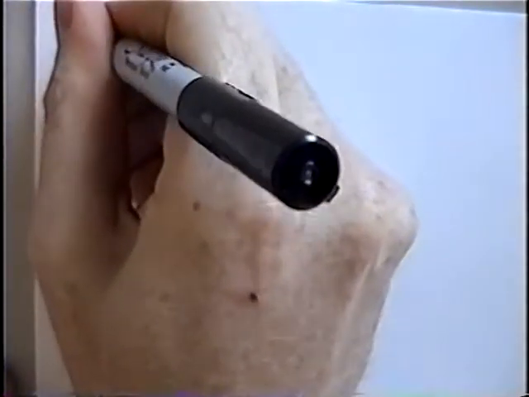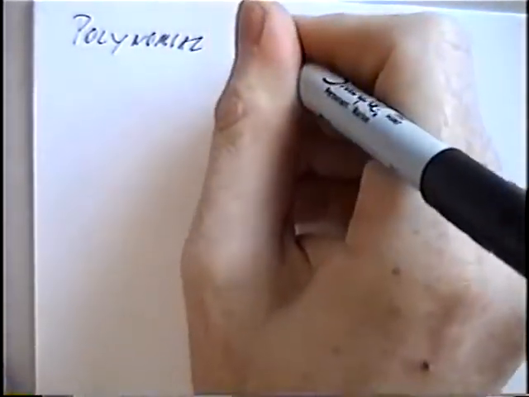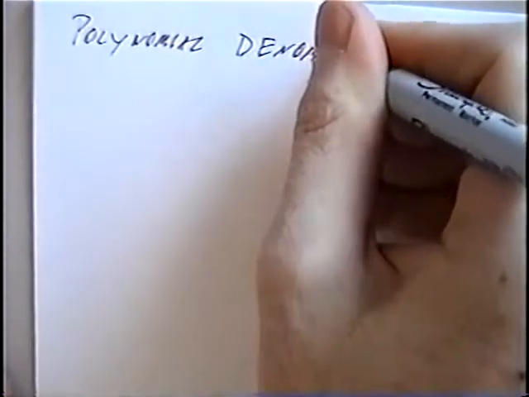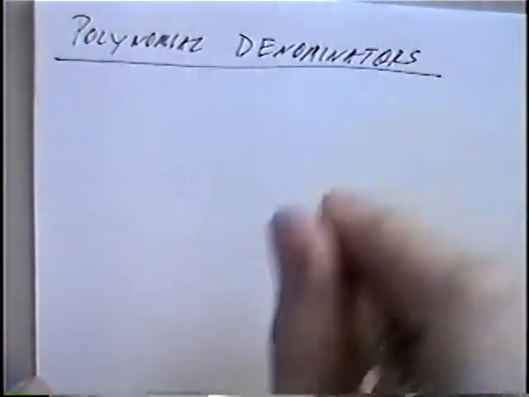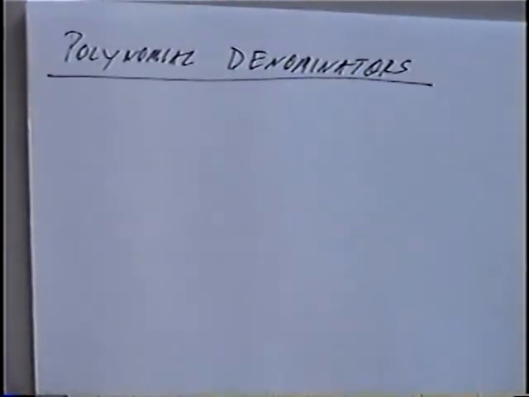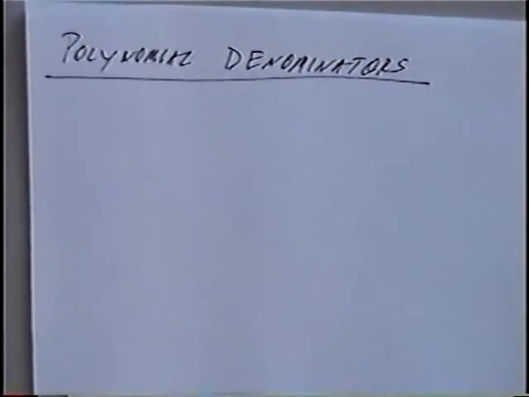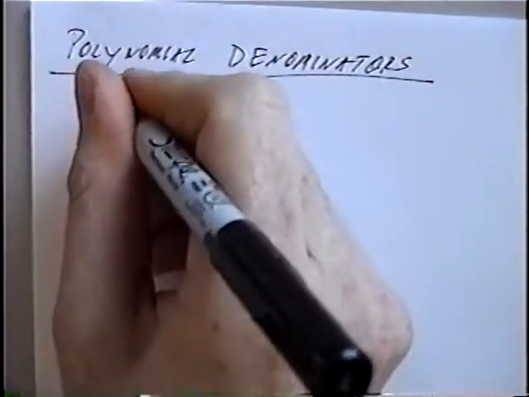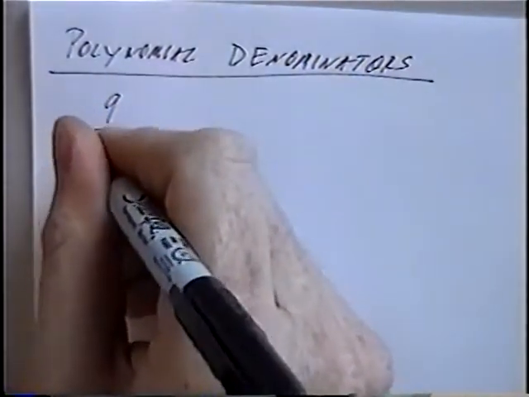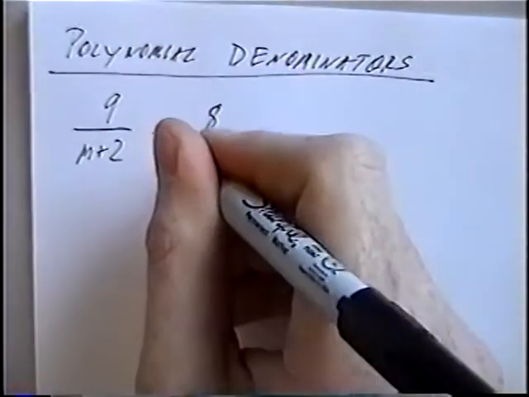The last section of notes today is titled Polynomial Denominators. Polynomial, again, would be a variable that has a plus or minus sign after it. Question for this section is 9 over m plus 2 plus 8 over m minus 7.